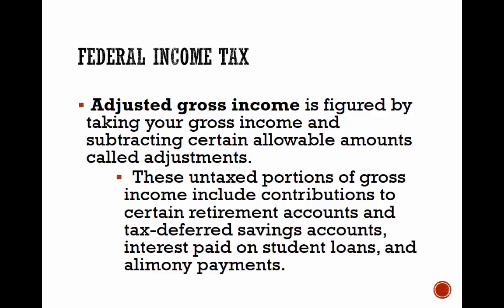These untaxed portions of gross income include contributions to certain retirement accounts and tax-deferred savings accounts, interest paid on student loans, and alimony payments. The tax code tries to encourage long-term savings by allowing you to defer income taxes on contributions to these accounts. Money that you deposit into these accounts is not taxed now. Instead, it will be taxed in the future when you withdraw the money during retirement.